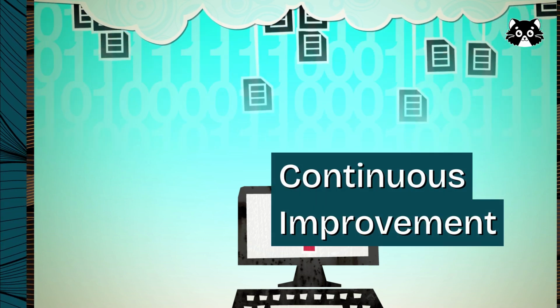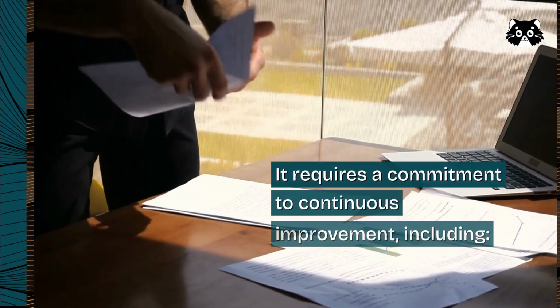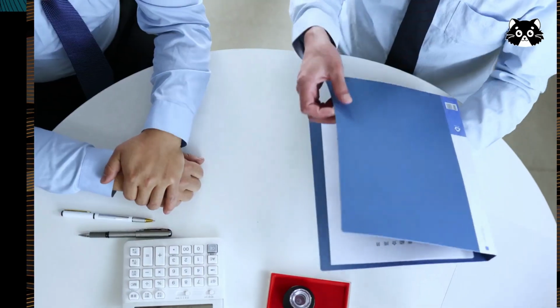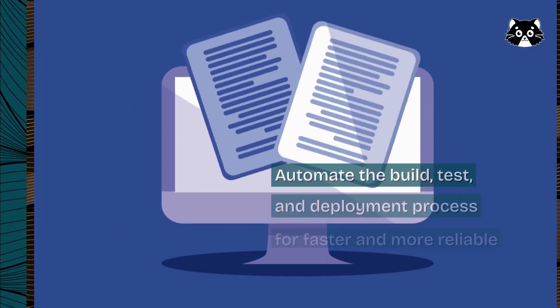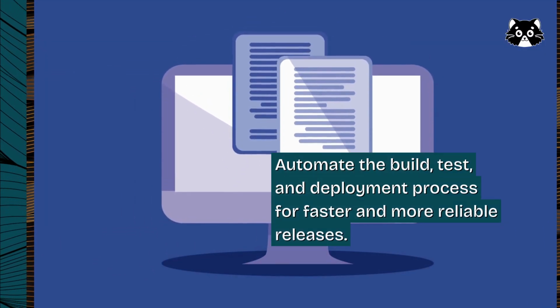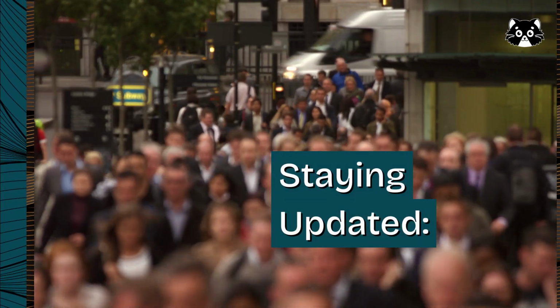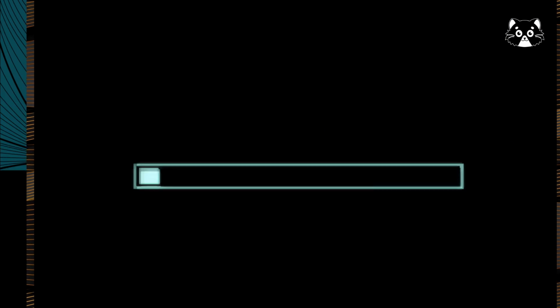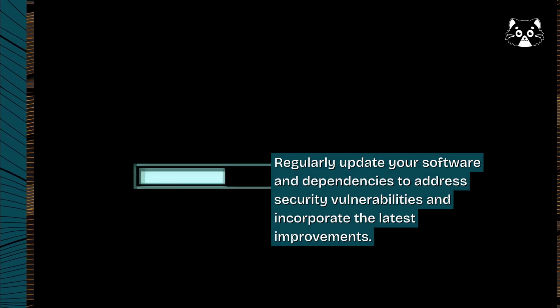Continuous improvement. Building reliable software is an ongoing journey. It requires a commitment to continuous improvement, including continuous integration, continuous delivery, CI/CD. Automate the build, test, and deployment process for faster and more reliable releases. Staying updated. Regularly update your software and dependencies to address security vulnerabilities and incorporate the latest improvements.